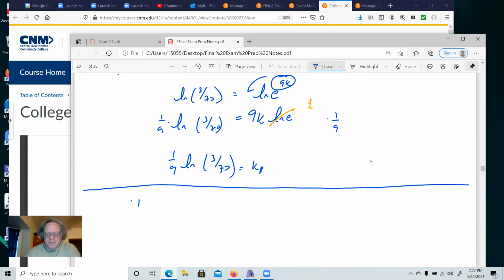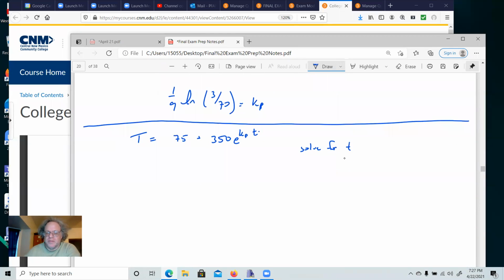So again, we have T is equal to 75 plus 350 e to the kp times t. Now we're solving for t, little t. We know that this is going to be 110, equals 75 plus 350 e to the kp times t. We've got to solve for t. So subtract the 75 from both sides. 110 minus 80 is 30, but we have to add 5 more, so I think we're going to get 35 here.